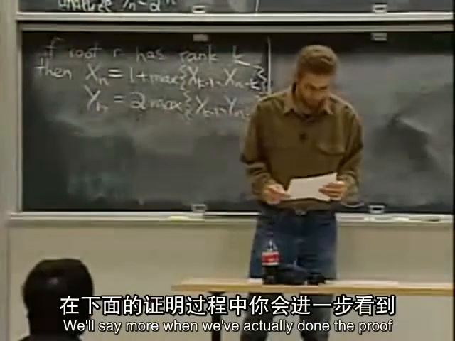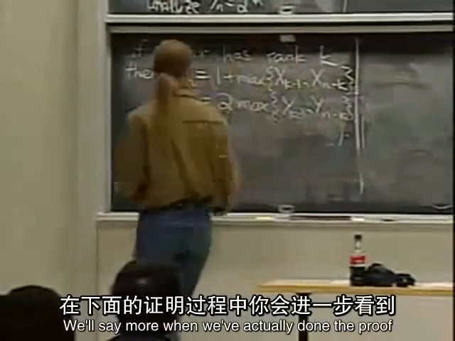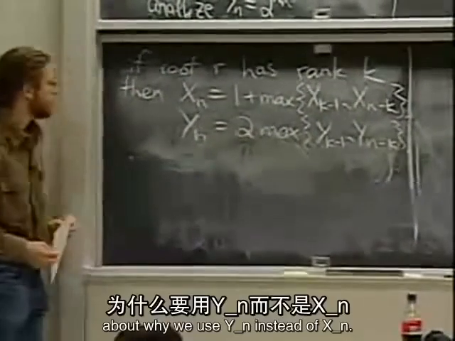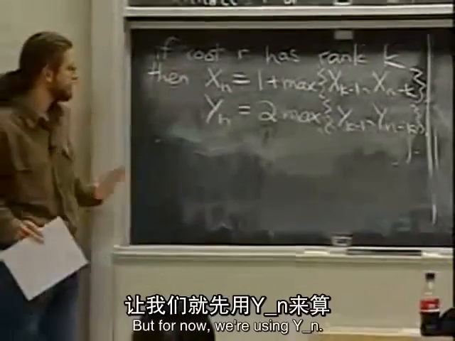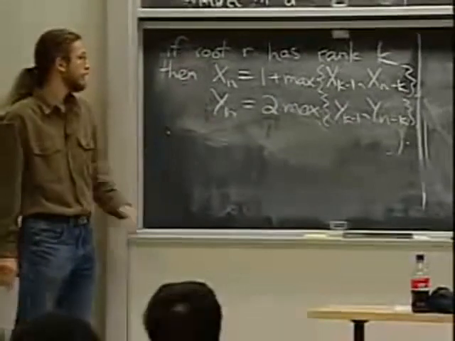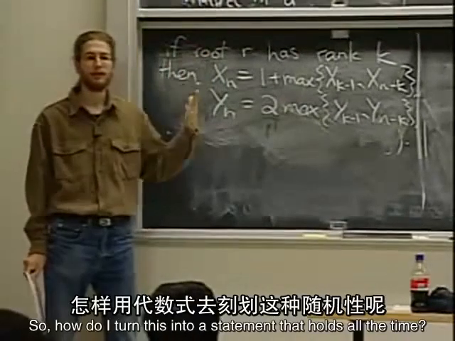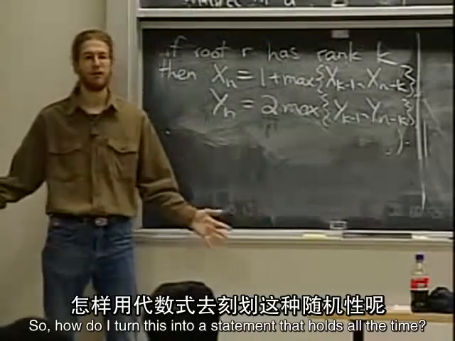I'll say more when we've actually done the proof about why we use yn instead of xn. But for now, we're using yn. So this is sort of a recursion, except it's conditioned on this event. So how do I turn this into a statement that holds all the time?